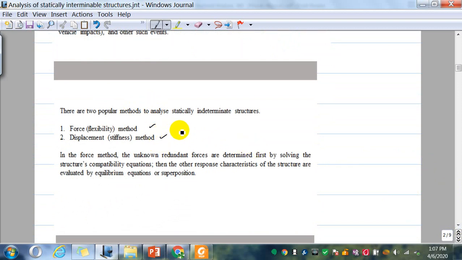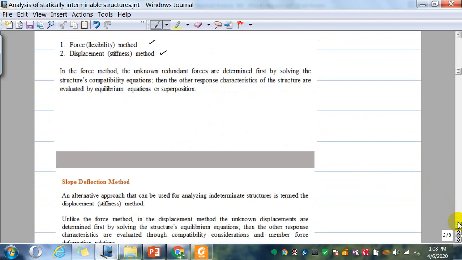I'm not going to touch on the force method, but you can see the discussions on the force method in the book. The force method has some limitations. That means, if you have only one additional unknown, then you can solve that using the force method. But the stiffness method is more versatile, so we are going to look at the stiffness method. In the force method, the unknown redundant forces are determined first by solving the structure's compatibility equations. Then the other response characteristics of the structure are evaluated by equilibrium equations or superposition.